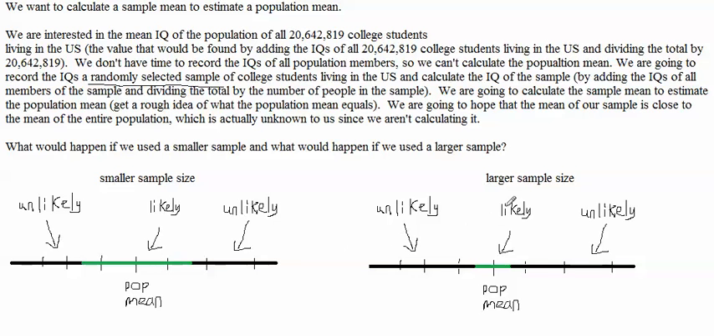Now let's look at what would happen with a larger sample size. We're still using a random sample, which means that we're more likely to get a sample mean somewhere close to the population mean, somewhere in this green area, and we're less likely to get a sample mean further away from the population mean, meaning somewhere in this black area down here or somewhere in this black area up here.